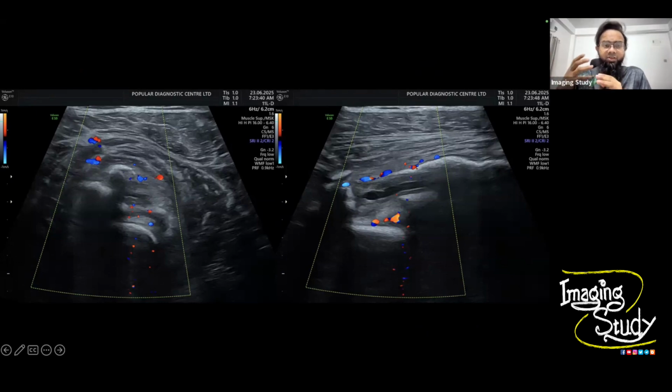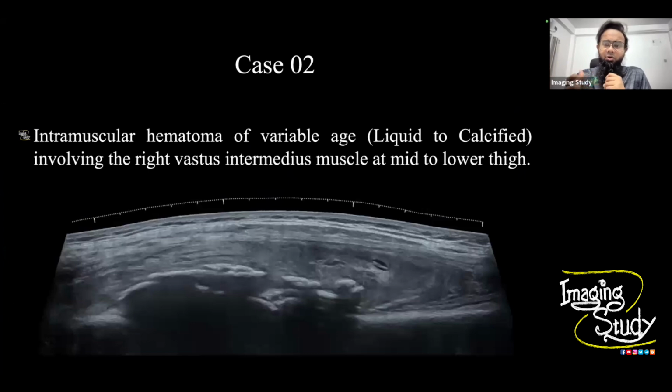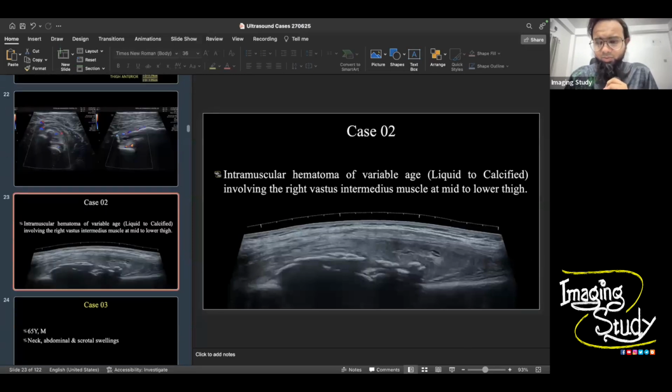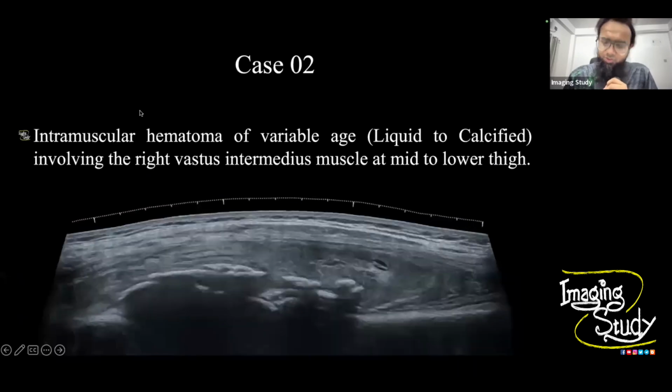You can also see edema, which indicates that there is an inflammatory process going on in the surrounding area. So these are the surrounding inflammatory changes. So this was an intramuscular hematoma of variable age involving the right. Oh, sorry, I was thinking this one was the left one. So I made a mistake. It was the right vastus intermedius, because I copied this from my own report.